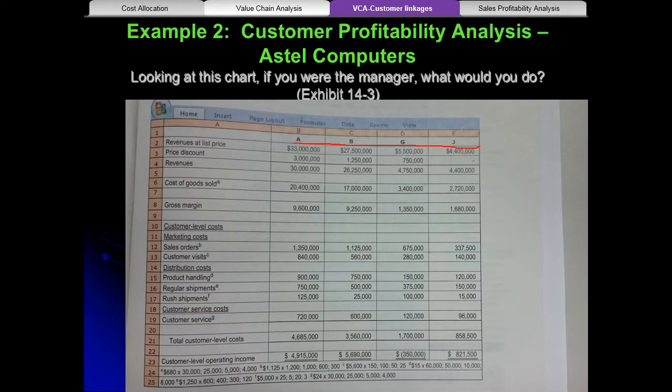Welcome back. So we have the different customers of Pro Value, and notice the revenues that they have brought in: 33 million, 27.5 million for customer B, 5.5 million for G, 4.4 million for J. For A, you had to offer a high price discount, that is $3 million. You didn't have to offer any discount for J. So the net revenues are adjusted for this discount that you offered.